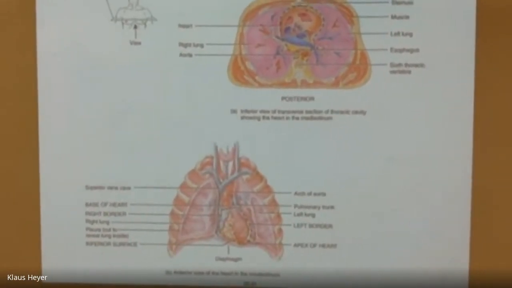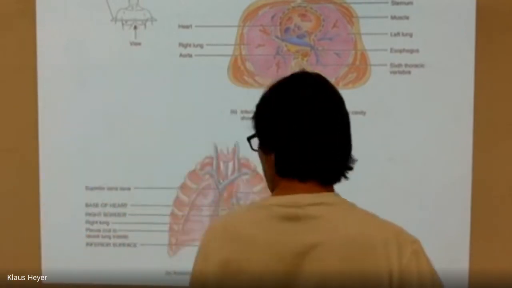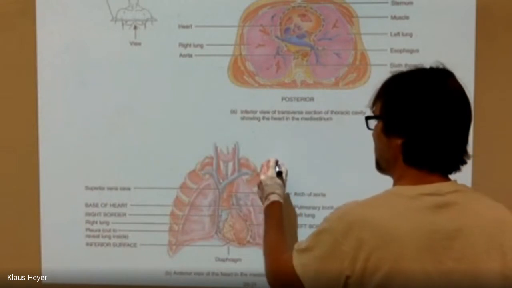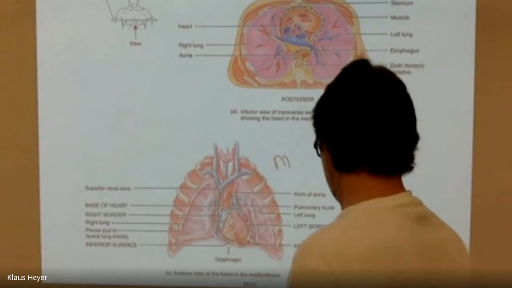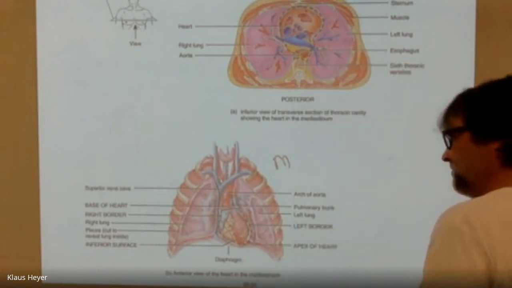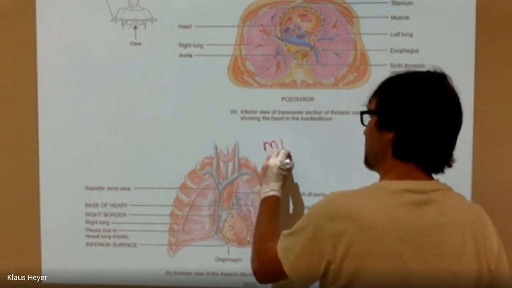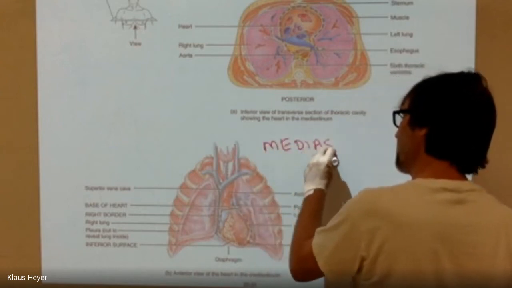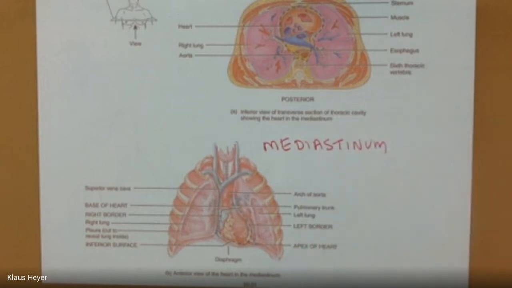This is a space that the heart sits in. I'm sure it's marked somewhere, but I'm going to write it again, but not in that brown color. It's called the mediastinum. That's just the cavity, right? So the heart's sitting there in a cavity called the mediastinum.